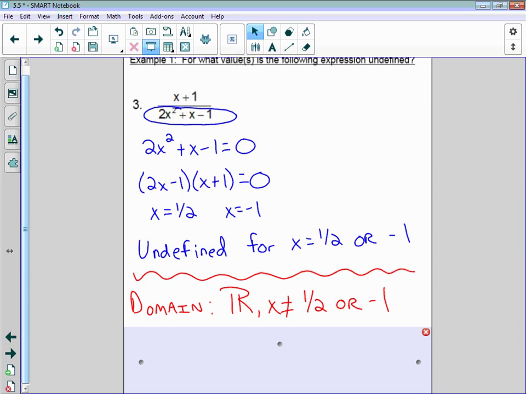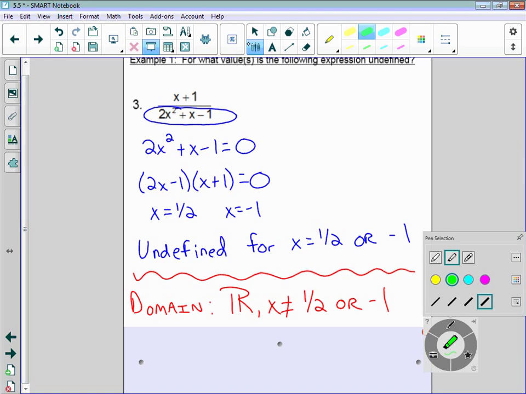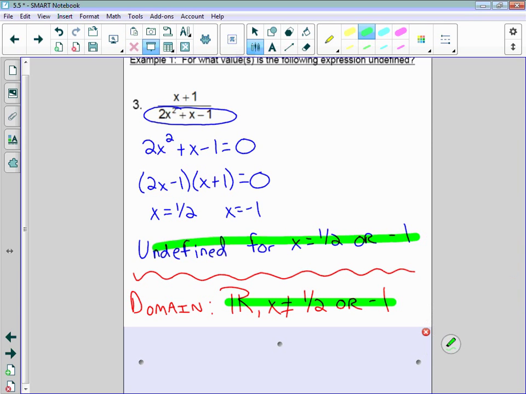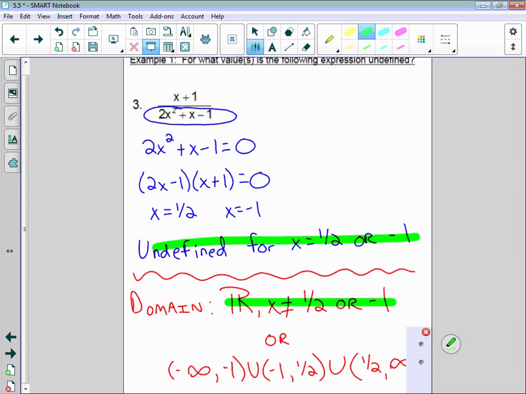So again, it depends on the context of the question. If we're asked for domain, this is how we would answer it. If we're asked for where it is specifically undefined, we would answer it in this format. So a little bit different, depending on how the question is worded. Furthermore, for domain, we oftentimes answer based on interval notation. So that is how a statement such as this would be written in interval notation.